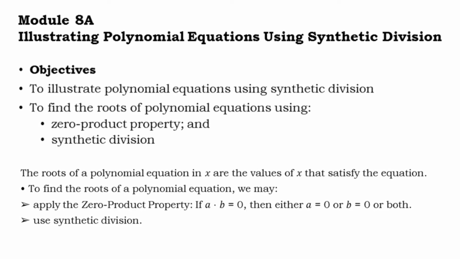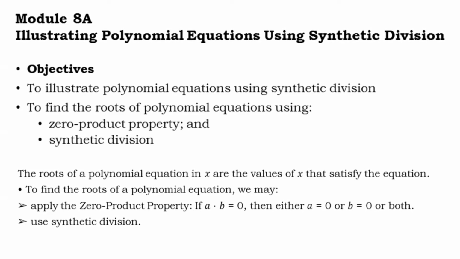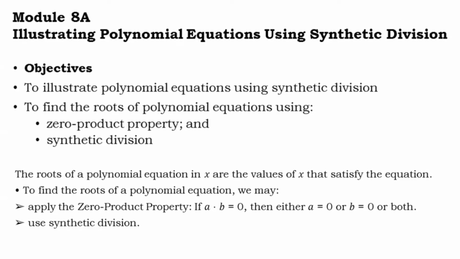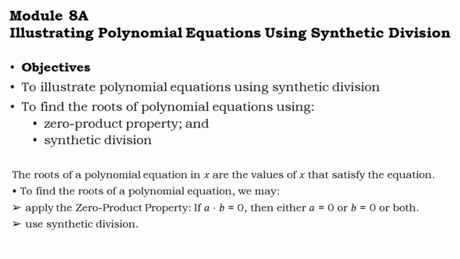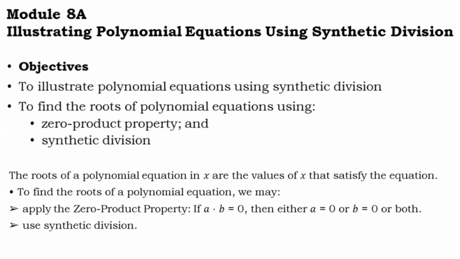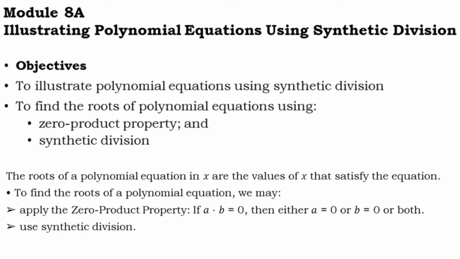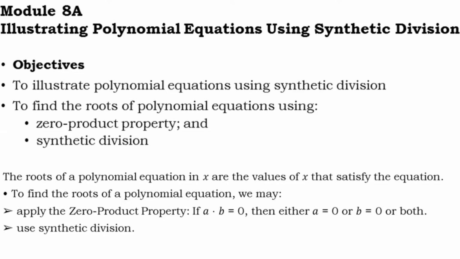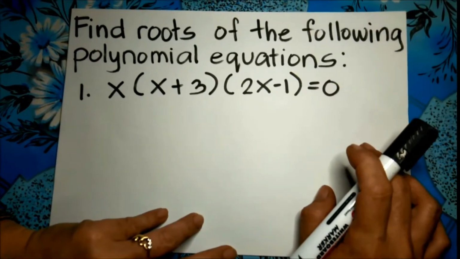Now remember, the roots of a polynomial equation in x are the values of x that satisfy the equation. Next, to find the roots of a polynomial equation, we may, number 1, apply the zero product property. That is, if a times b is equal to 0, then either a is equal to 0 or b is equal to 0 or both. Second, use synthetic division. So let's proceed with some examples.